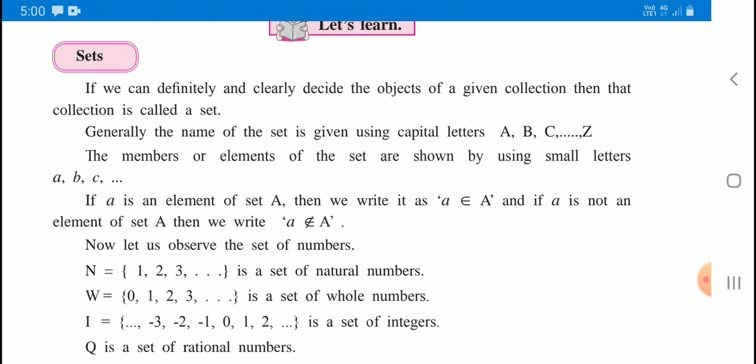If a is an element of set A, then we write it with the sign ∈, which shows belongs to, meaning a belongs to A. And if a is not an element of set A, then we write a does not belong to A.